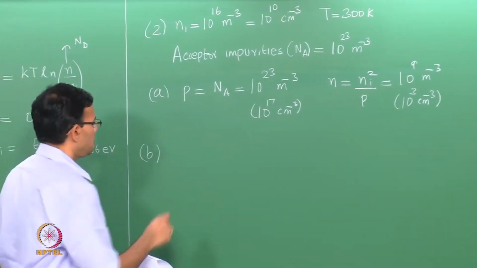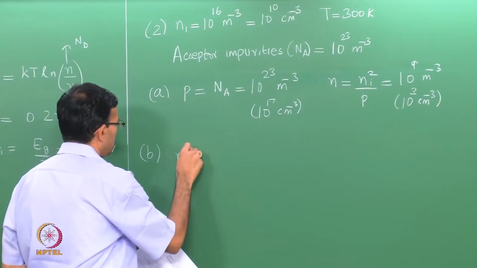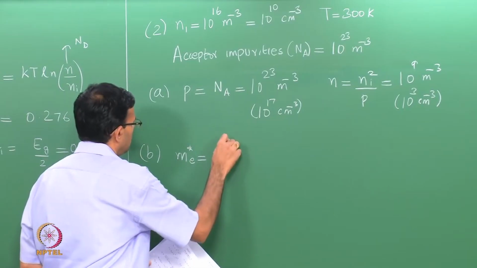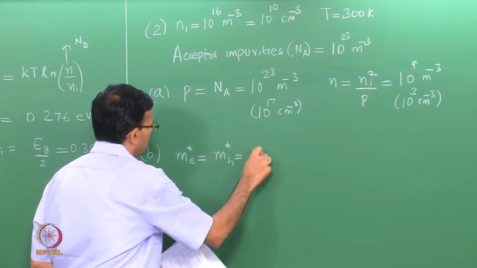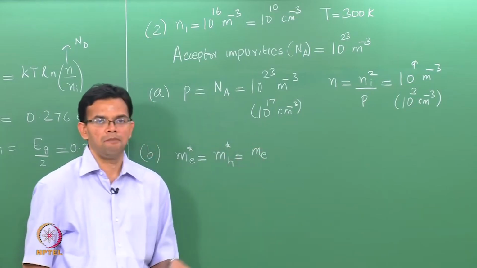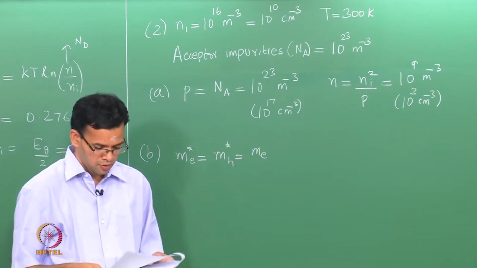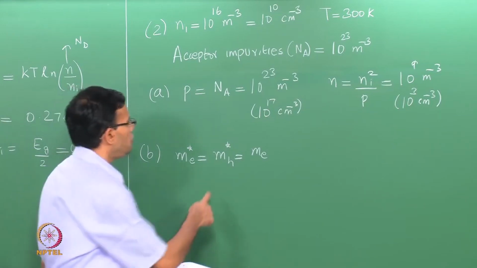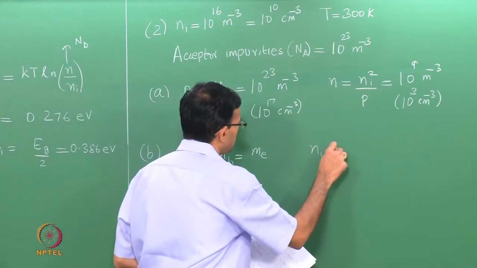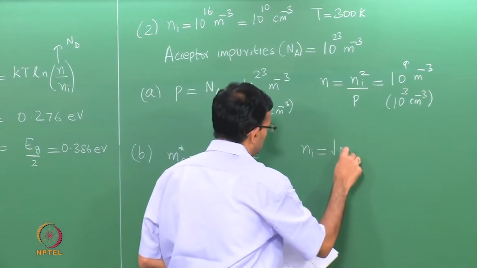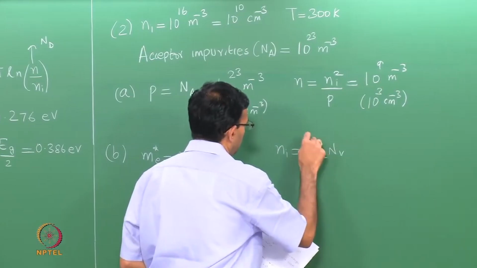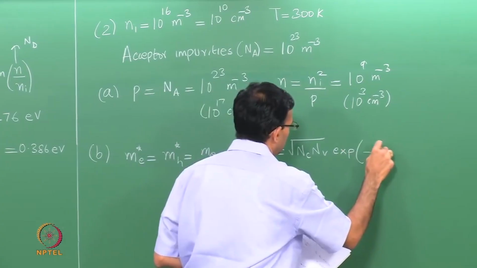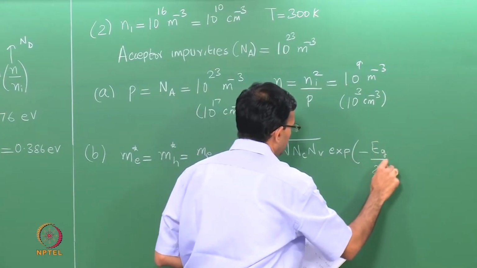In part B, we are given that Me star, which is the effective mass of the electron, and Mh star, is nothing but Me. Me is the rest mass of the electron. So, once again we have to calculate Eg. We know the value of Ni. So, Ni is square root of Nc Nv exponential minus Eg over 2 kT.